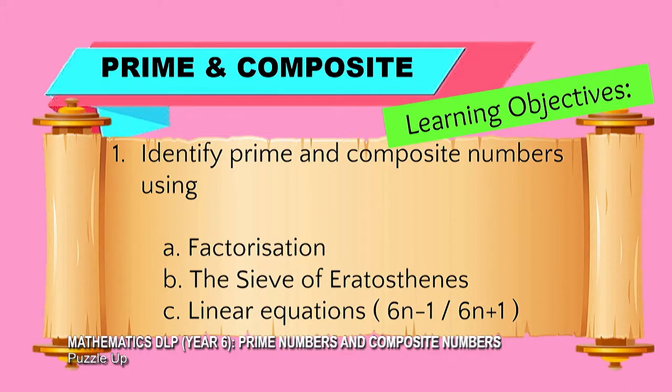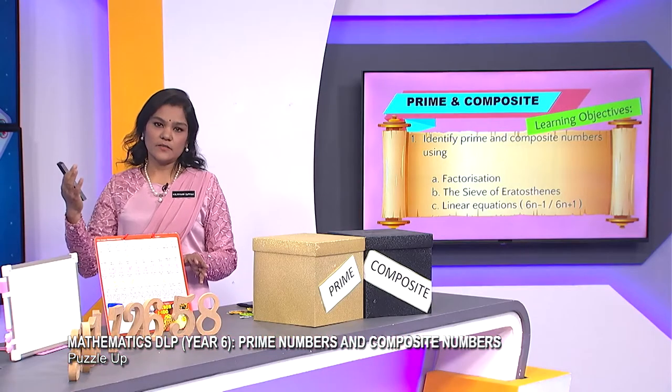For the learning objective today, people out there and also our host today will identify prime and composite numbers using factorization. There are 3 methods. Factorization, and the other one is the sieve of Eratosthenes. Eratosthenes is a world famous Greek mathematician. And then the third one is the linear equation, 6n minus 1, 6n plus 1. But our focus is on factorization and the sieve of Eratosthenes today.